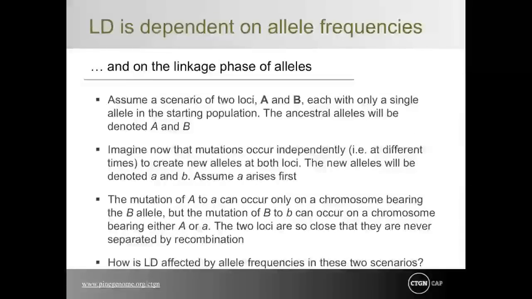Linkage disequilibrium, or the utility of the allelic state at one locus to predict the allelic state at a different locus, is strongly dependent on allele frequencies at the two loci under consideration. The next few slides will explore this dependence in mathematical terms.